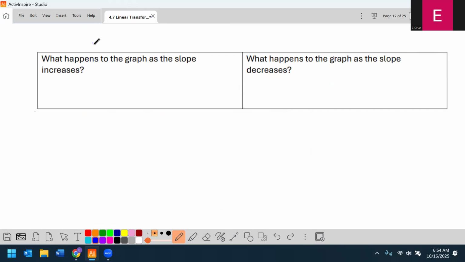So at the very bottom, it says what happened to the graph as the slope increases. It becomes steeper. Again, steeper just means more inclined.